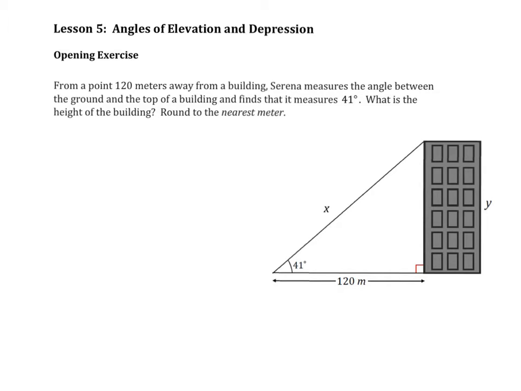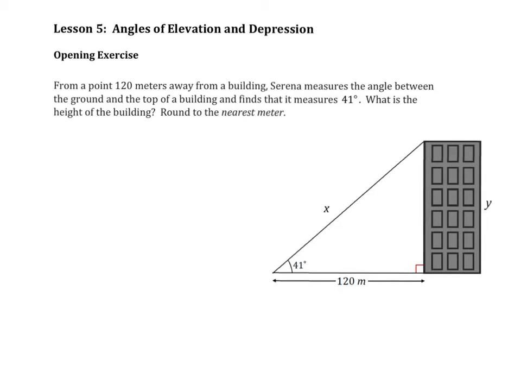Unit 6, Lesson 5. Angles of elevation and depression are applications to real-world problems using trigonometry. For the opening exercise, from a point 120 meters away from a building, Serena measures the angle between the ground and the top of the building and finds that it measures 41 degrees. What is the height of the building? Round to the nearest meter.